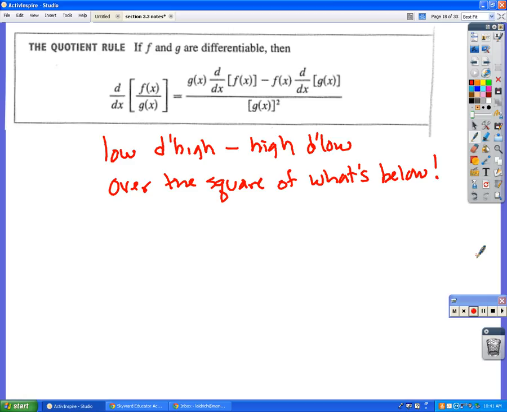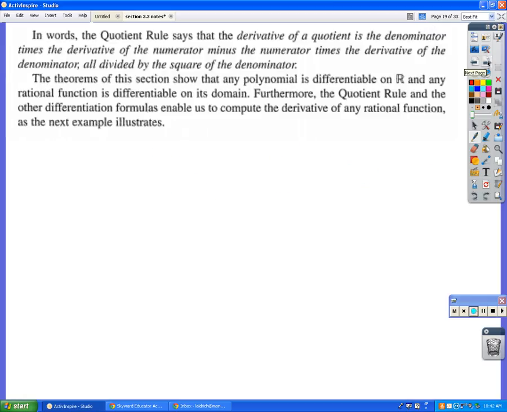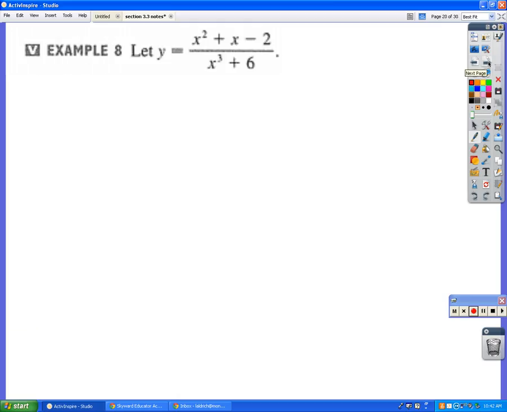Okay, and I would say really the most common mistake that students make that I notice is it's minus, not plus. The product rule is plus, the quotient rule is minus. And then also remember you're starting with the bottom function, not the top function. Okay? Yep, so we are going to do a few examples.